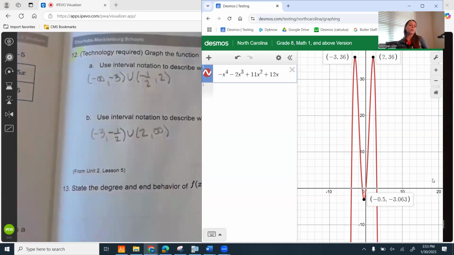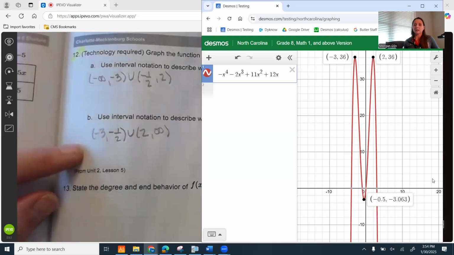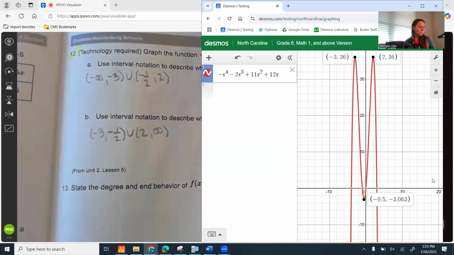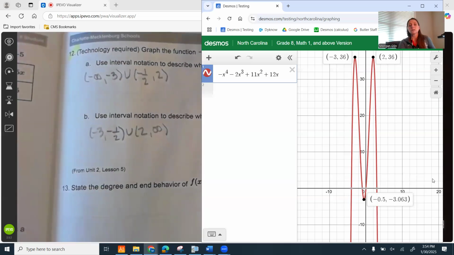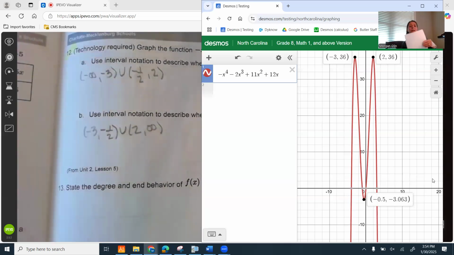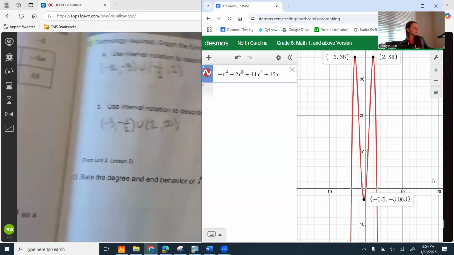So make sure you know how to write interval notation and make sure you know about increasing and decreasing. The other things we've talked about are positive and negative as well. So if you could pick those out, you can pick those out as well. All right, so let's move on and get into our lesson for today.